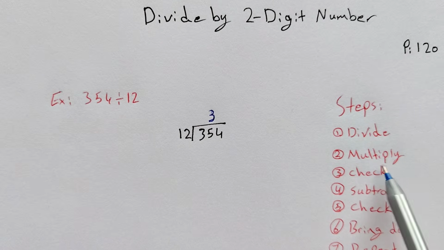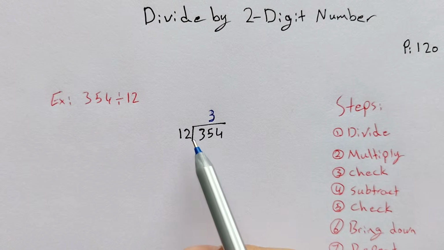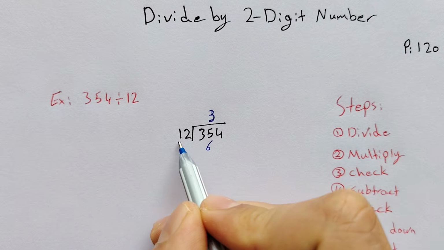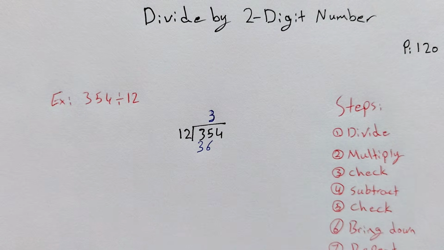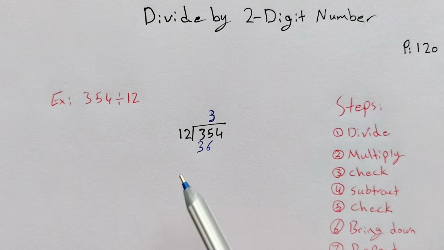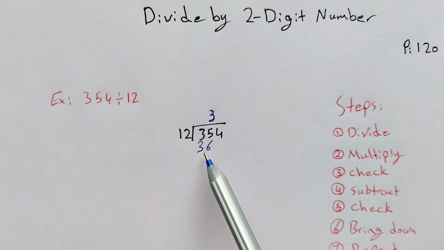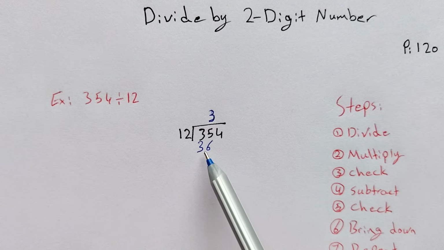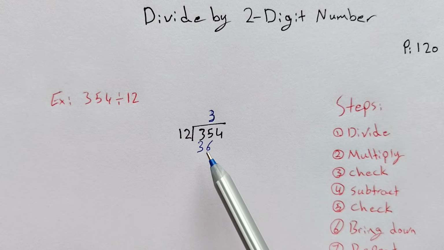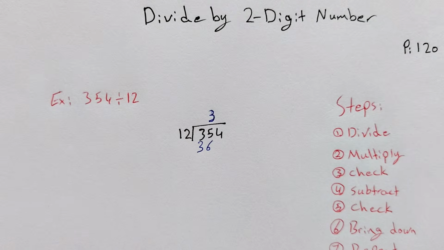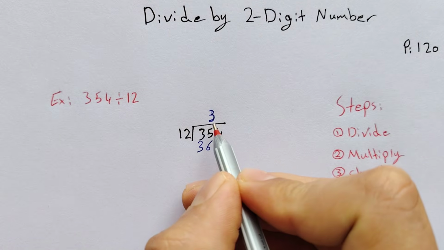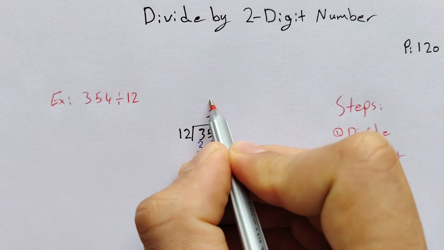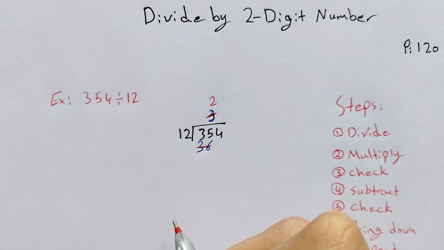Okay, the second step is multiply. 3 times 2 is 6. 3 times 1 is 3. Now, after the multiplication, we have to check something. We check the product that we get. Can we subtract it? For example, now we have 35 and below we have 36. We cannot subtract that. Since we cannot subtract that, we take away 1 from the quotient, so 3 becomes 2.